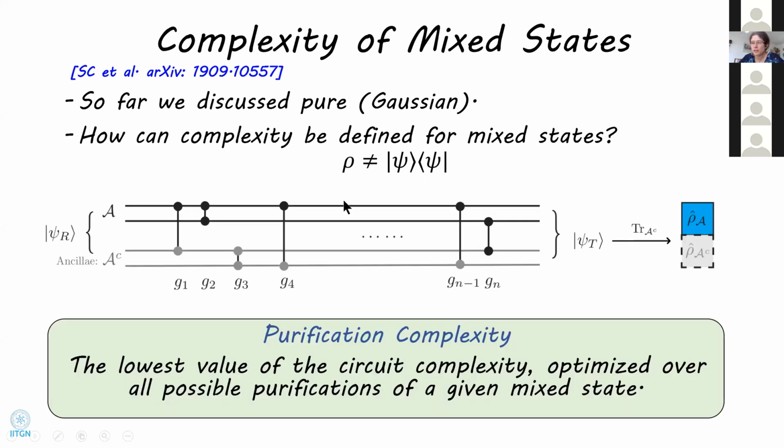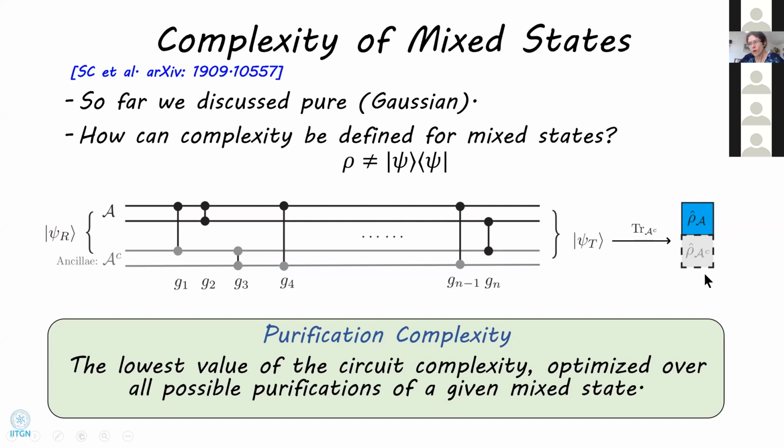In this case, there is a very natural definition that appears in the quantum information literature, which defines the complexity of mixed states using the purification of the mixed state. So we imagine we are interested in constructing a mixed density matrix rho A on some set of degrees of freedom A. We take this state and purify it using additional degrees of freedom, A complement. And on the combined system of A and A complement, the state is pure.